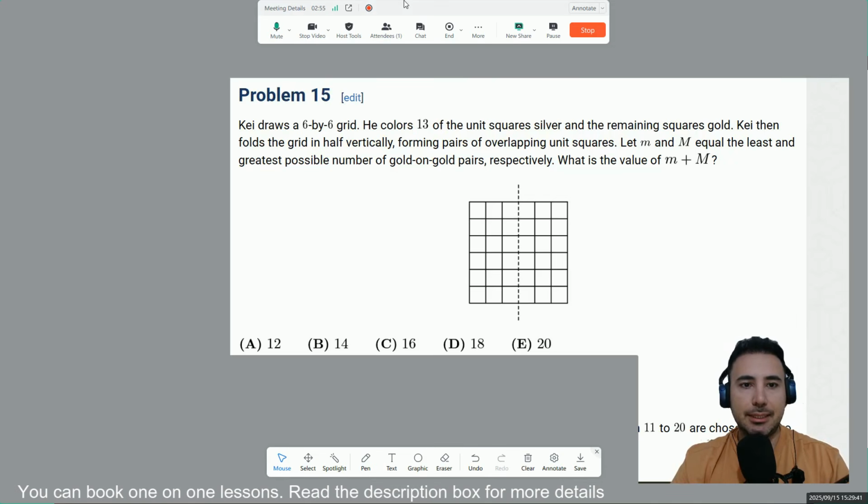Key draws a 6x6 grid. He colors 13 of the unit squares silver and the remaining squares gold. Key then folds the grid in half vertically.